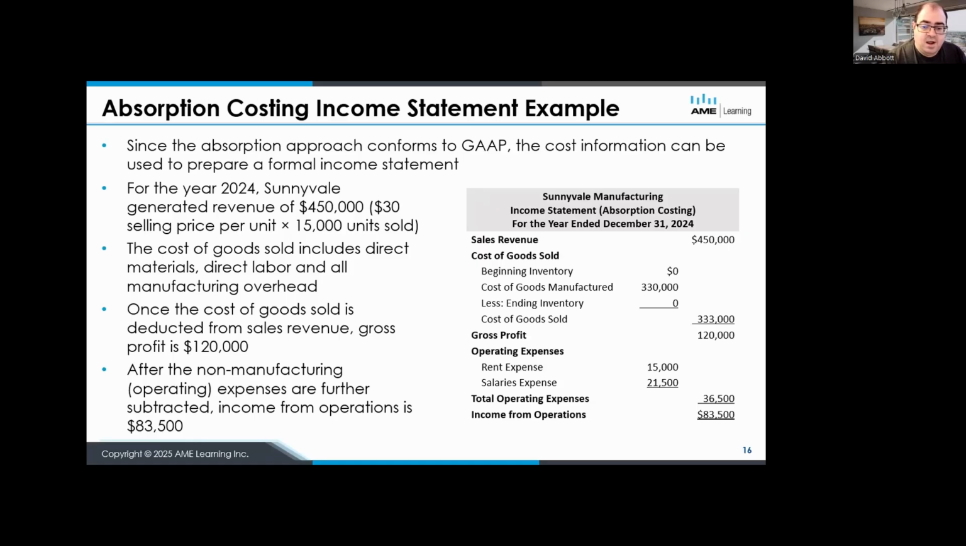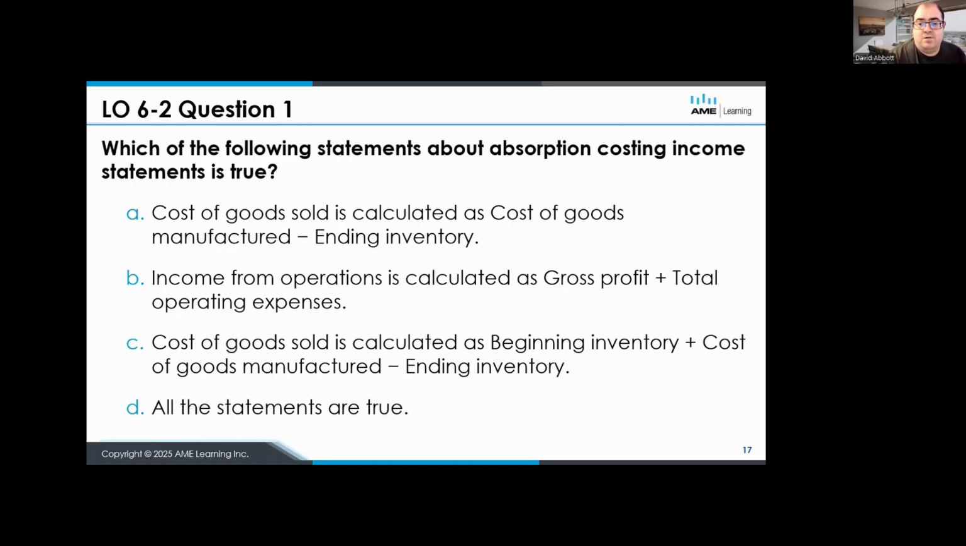And then the non-manufacturing or operating expenses further get subtracted. And so that leaves the income from operations, or the net income, of 83,500. So after the gross profit, we can subtract all of our other operating expenses. And so we have rent and then salaries. So that's 36,500. And so then we come out with the total income from operations of 83,500.